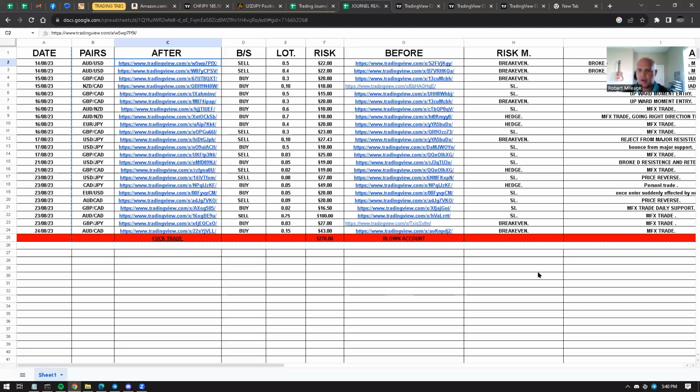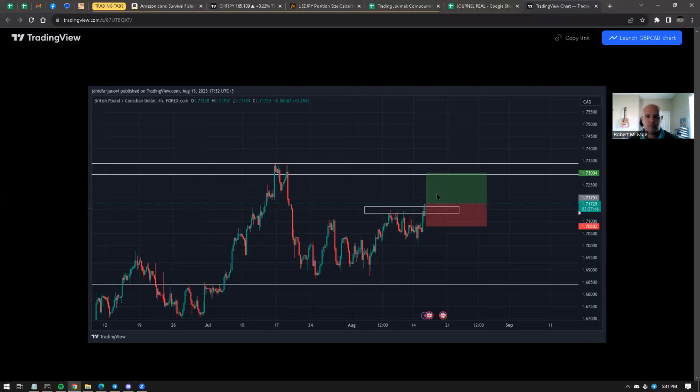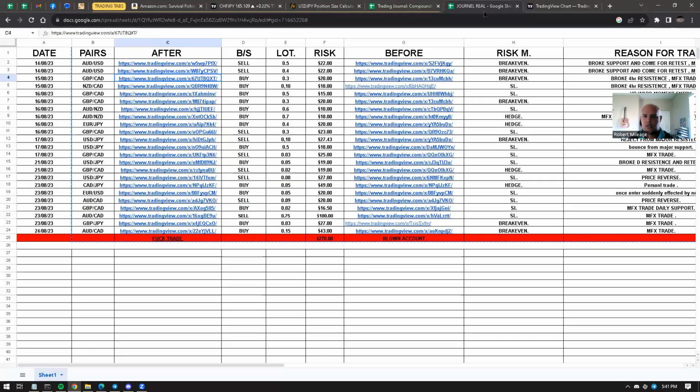You got to break even on that one. Broke support, came for a retest. Notes are great. Trade sell, MFX. So yeah, the zone looked good though. Absolutely looked good. GBP CAD is a different one.